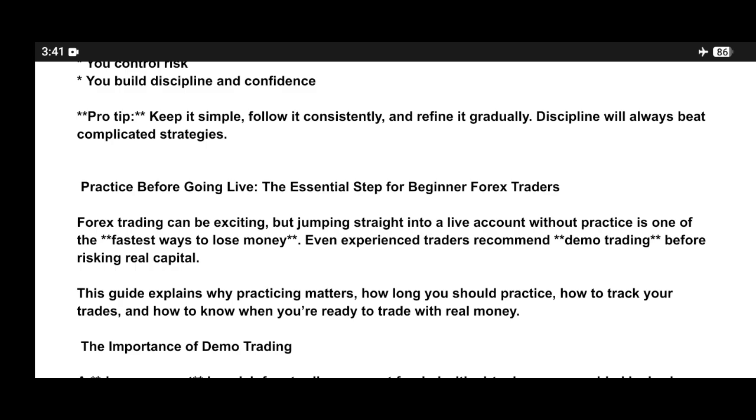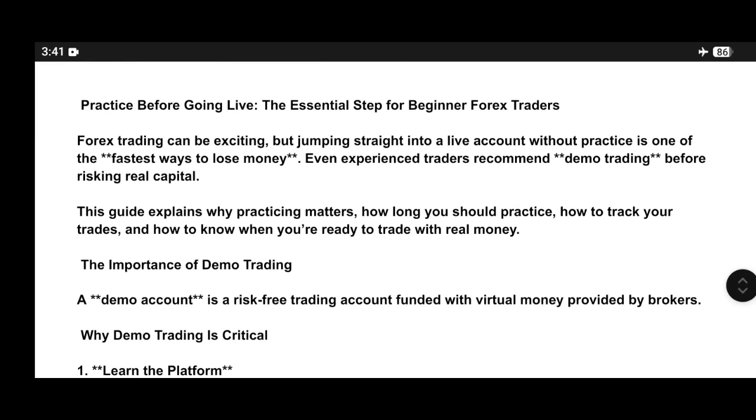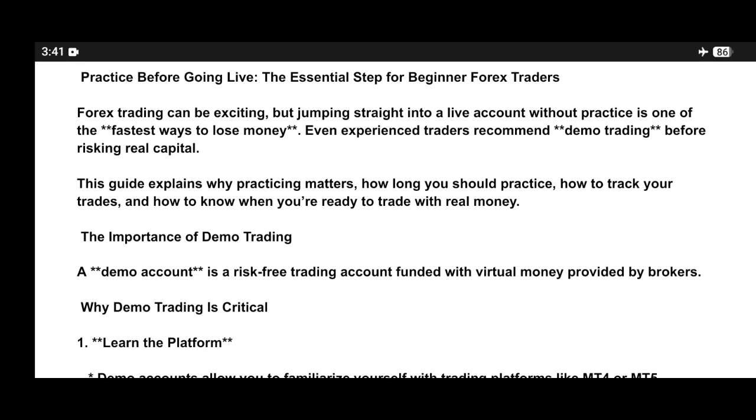Forex trading can be exciting, but jumping straight into a live account without practice is one of the fastest ways to lose money. Even experienced traders recommend demo trading before risking your real capital. This guide will explain why practicing matters, how long you should practice, how to track your trades, and how to know when you are ready to trade with real money.